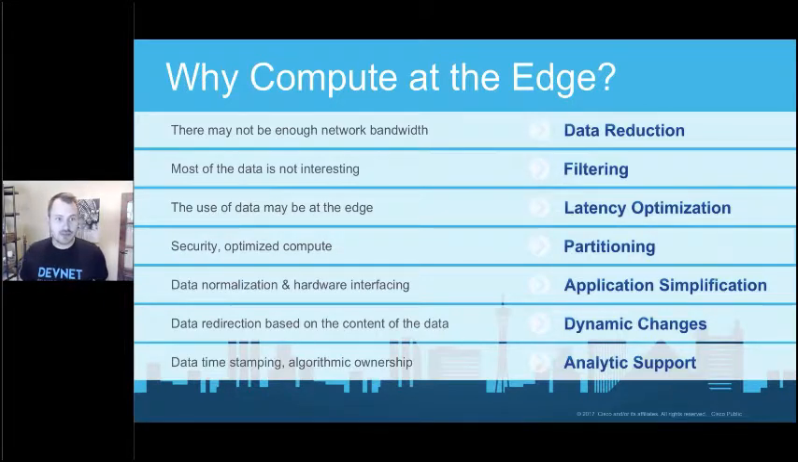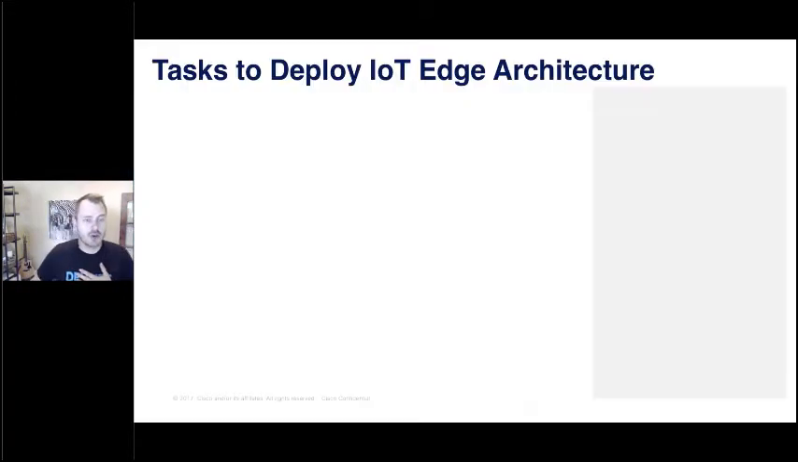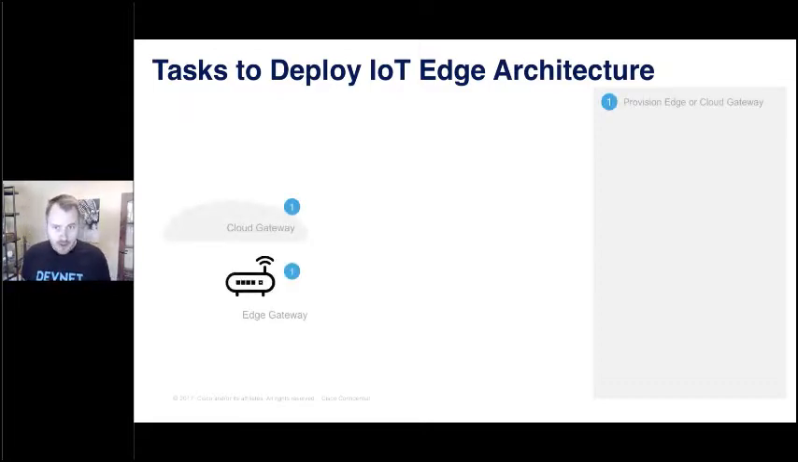So obviously, lots of use cases for computing at the edge. How would one traditionally deploy an IoT edge architecture? Well, today, if I'm thinking about a traditional public cloud provider, I would have to provision some form of gateway. And this is the destination my device is going to send its data to. And I can either provision that on-prem on a piece of physical hardware or in the cloud.